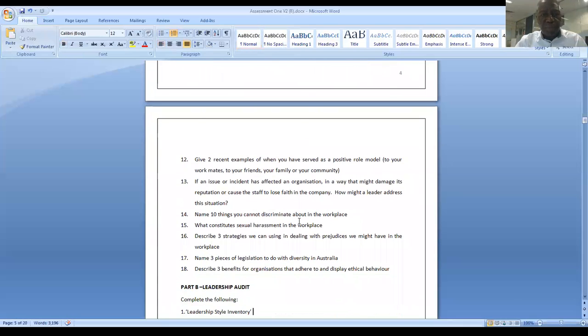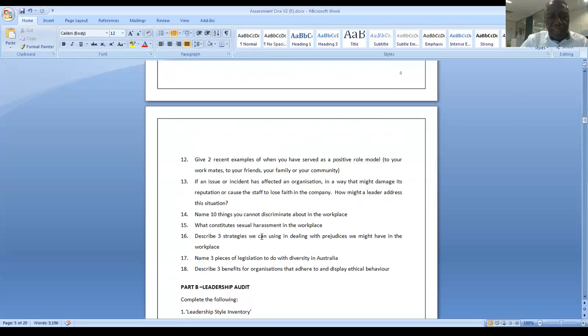So then you're going to give examples of how you served as a positive role model in your company, and if there was an incident in the organization that can prove how you reacted, or how you increased people's faith in you, in your leadership style, and how you address certain difficult situations. And obviously you've got to name 10 things you cannot discriminate about in the workplace. Easy, easy, easy.